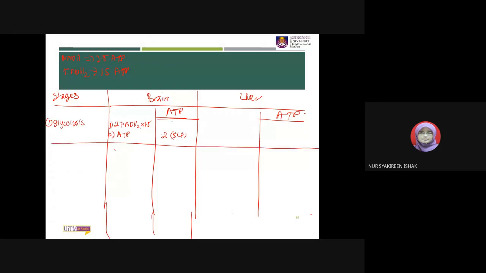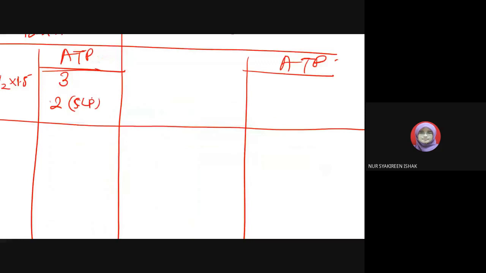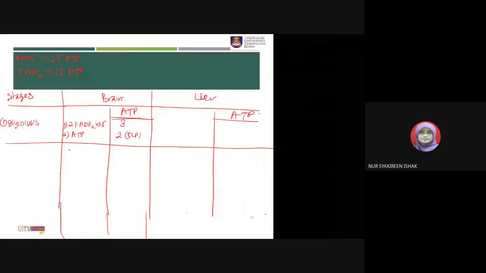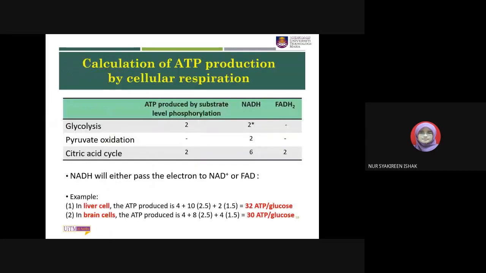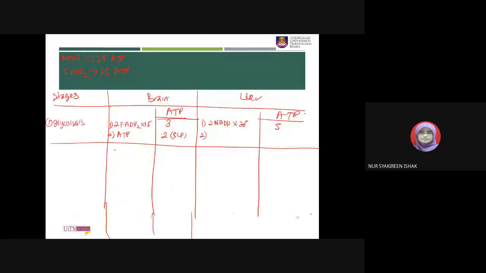So ini dapat berapa ATP? 3. Ini kalau untuk glycolysis liver, dia menghasilkan berapa? 2 molekul NADH kali dengan 2.5. 2.5 dapat 5 ATP. Yang kedua, ATP yang terhasil untuk substrate level phosphorylation adalah 2. Okay.